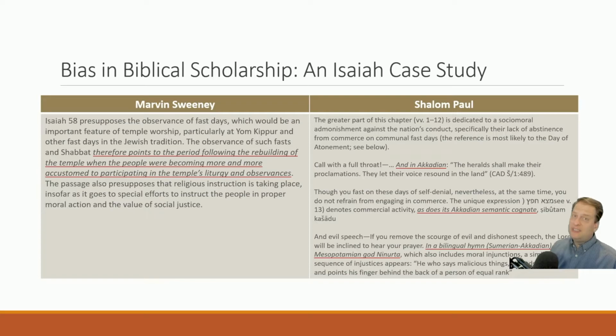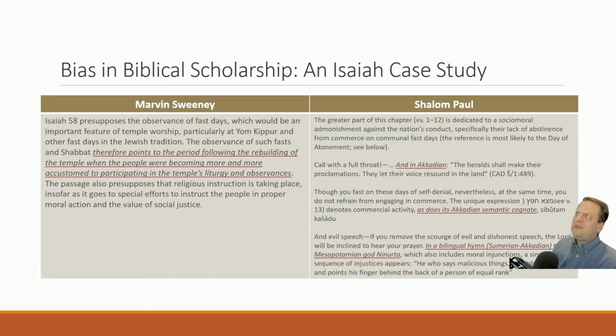Here we have a discussion of Isaiah 58. Isaiah 58 is one of my favorite passages in Scripture. It's the chapter of Isaiah that really focuses on fasting. Sweeney says Isaiah 58 presupposes the observance of fast days, which would be an important feature of temple worship. Again, he's saying that these passages have a temple context, right?